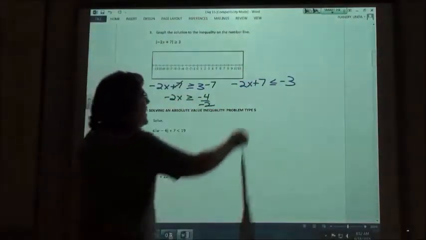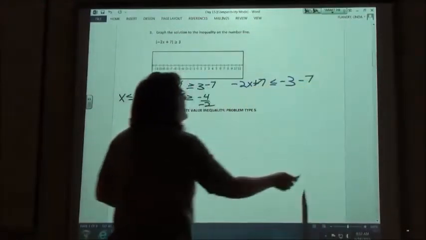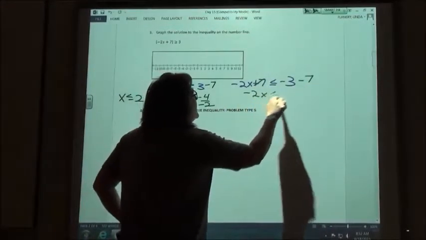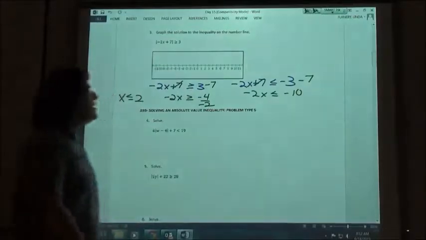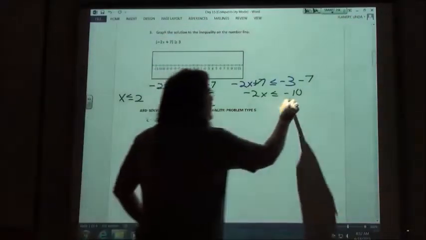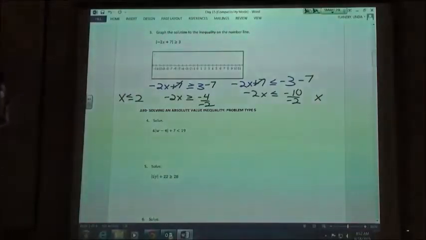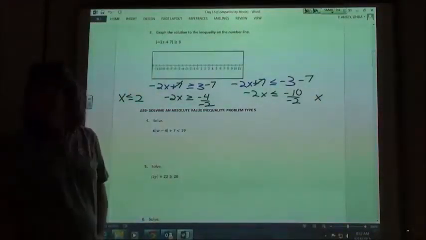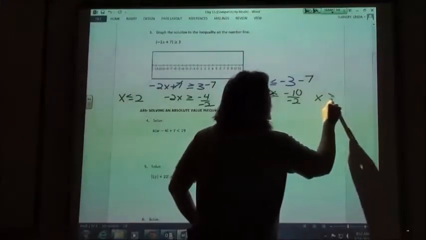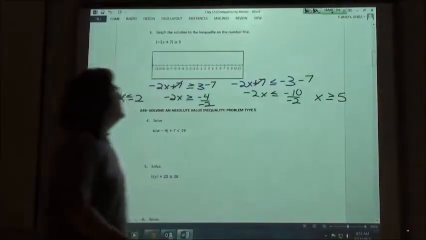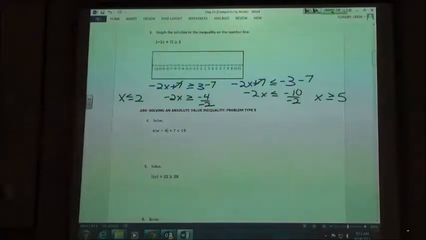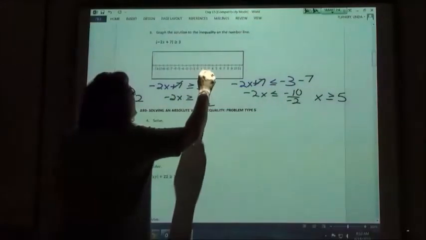On the other one, again, I'm going to minus my 7, so negative 2x is less than or equal to negative 10. And when I divide by negative 2, my answer is x is greater than or equal to 5. So our endpoints, we have filled in dots at 2 and 5.